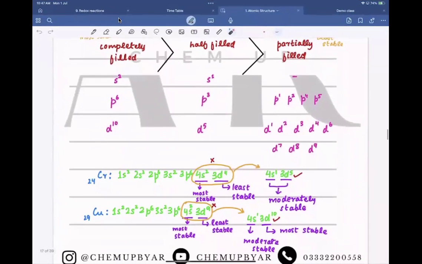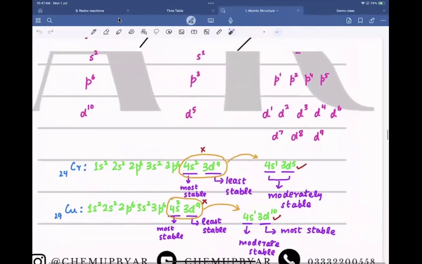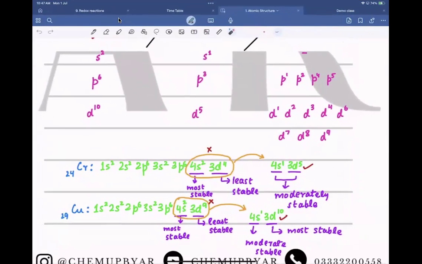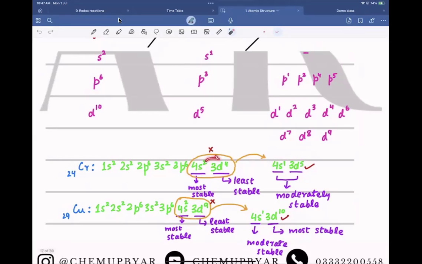Now, this is the reason that chromium is becoming 4s1 3d5 and copper 4s1 3d10, because they become more stable than this configuration. So to attain the stability, the electron from 4s jumps to 3d, and as a result, the electronic configuration of these two elements is not as normal or as simple as the rest of the elements.